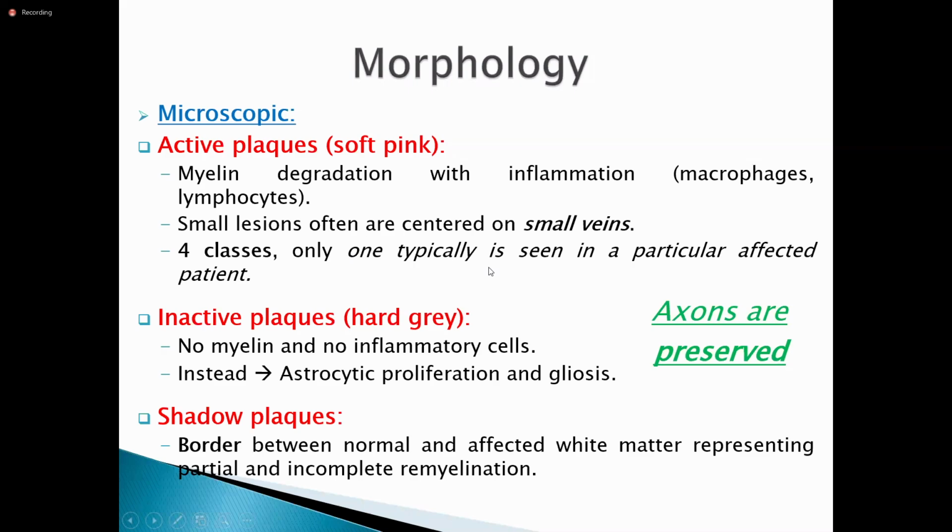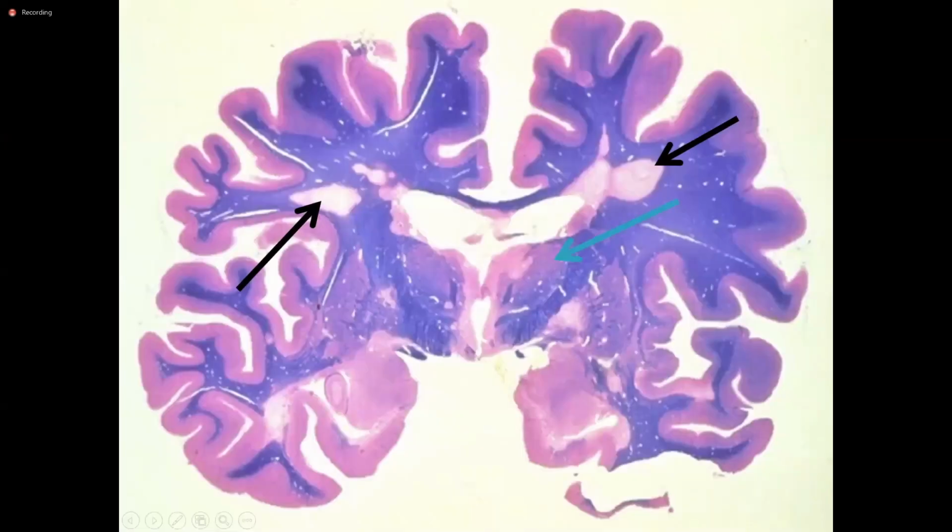Once the inflammation and demyelination are finished, we call it an inactive plaque. There is astrocytic proliferation with gliosis. Shadow plaque is the area in between, which represents incomplete remyelination, partial incomplete remyelination.